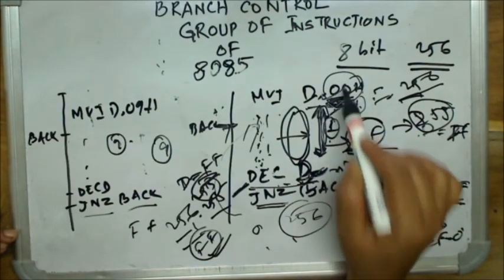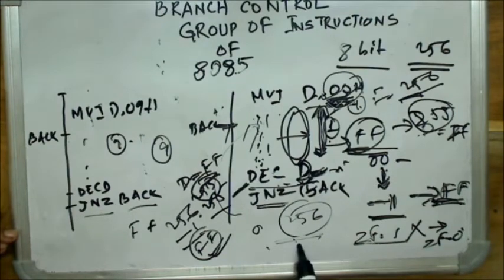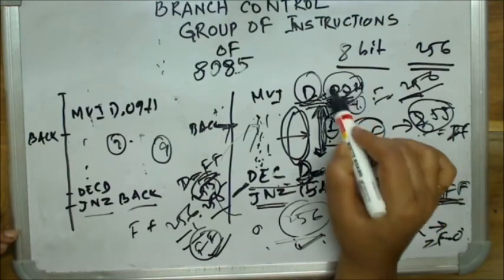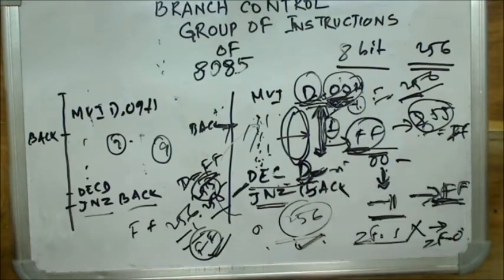So with an 8-bit register, if you want to create 256 iterations, you have to initialize the count with 00. Remember, this type of question is asked during GATE examinations. During normal examinations you will not get this type of question. If you want to appear for GATE, you have to remember these questions.